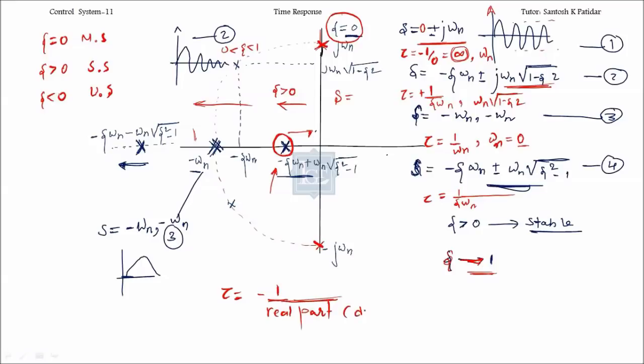Let me write it over here also: real part of the dominant pole. I think it's clear to you. So in this case we'll consider this one, which is minus omega n zeta plus omega n under root of zeta square minus 1. What about the frequency of oscillation? Definitely it will be 0. There is no frequency of oscillation. I hope it's clear to you. Now we'll discuss the different values of zeta and the corresponding behavior of the system.